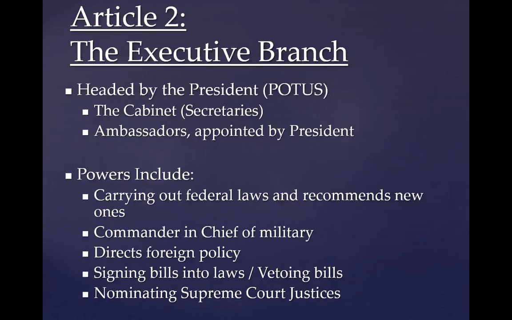Article 2 of the Constitution deals with the executive branch, and the executive branch is, again, headed by the president, or simply the POTUS, P-O-T-U-S, which you can see in parentheses there. It also deals with the cabinet, which are the members that the president brings in, and all the different secretaries that you can think of. So the Secretary of Defense, Secretary of State, Treasury, and all of those other ones. There's tons of them that all deal with different aspects of government. Also, the executive branch deals with foreign relations, and therefore the appointing of ambassadors is run out of the executive branch, and they are appointed by the president.